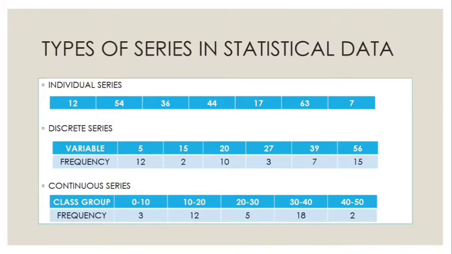Before going through the median, we should know about how many types of series there are in the statistical data we're going to deal with. First one is individual series, in which the individual observations are given to us. Second is discrete series, in which the variables and their respective frequencies are provided to us. And the last is continuous series, in which we have intervals like 0 to 10, 10 to 20, and the respective frequency is given to us. We will calculate the value of median in all these three series one by one.